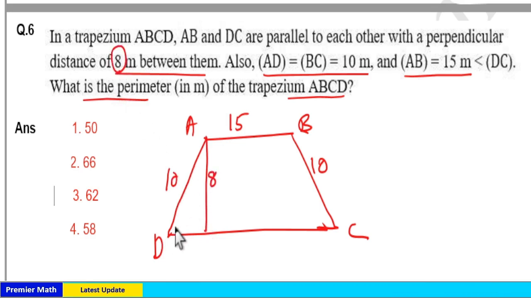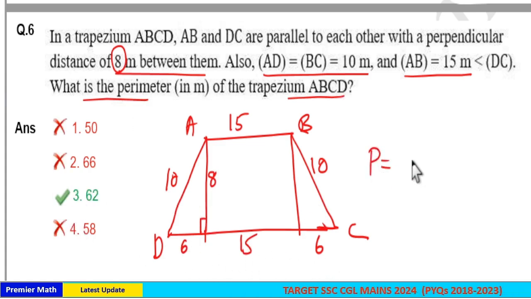So this is 8, which means this is a right angle triangle. So 10 square minus 8 square is 6 square. So this length is equal to 6 meters. Also here, this length is also 6 meters. And here this is 15. So total is 15 plus 15, 30, 30 plus 20, 50, 50 plus 12, 62. Option 3 is your answer. Perimeter is equal to 62.